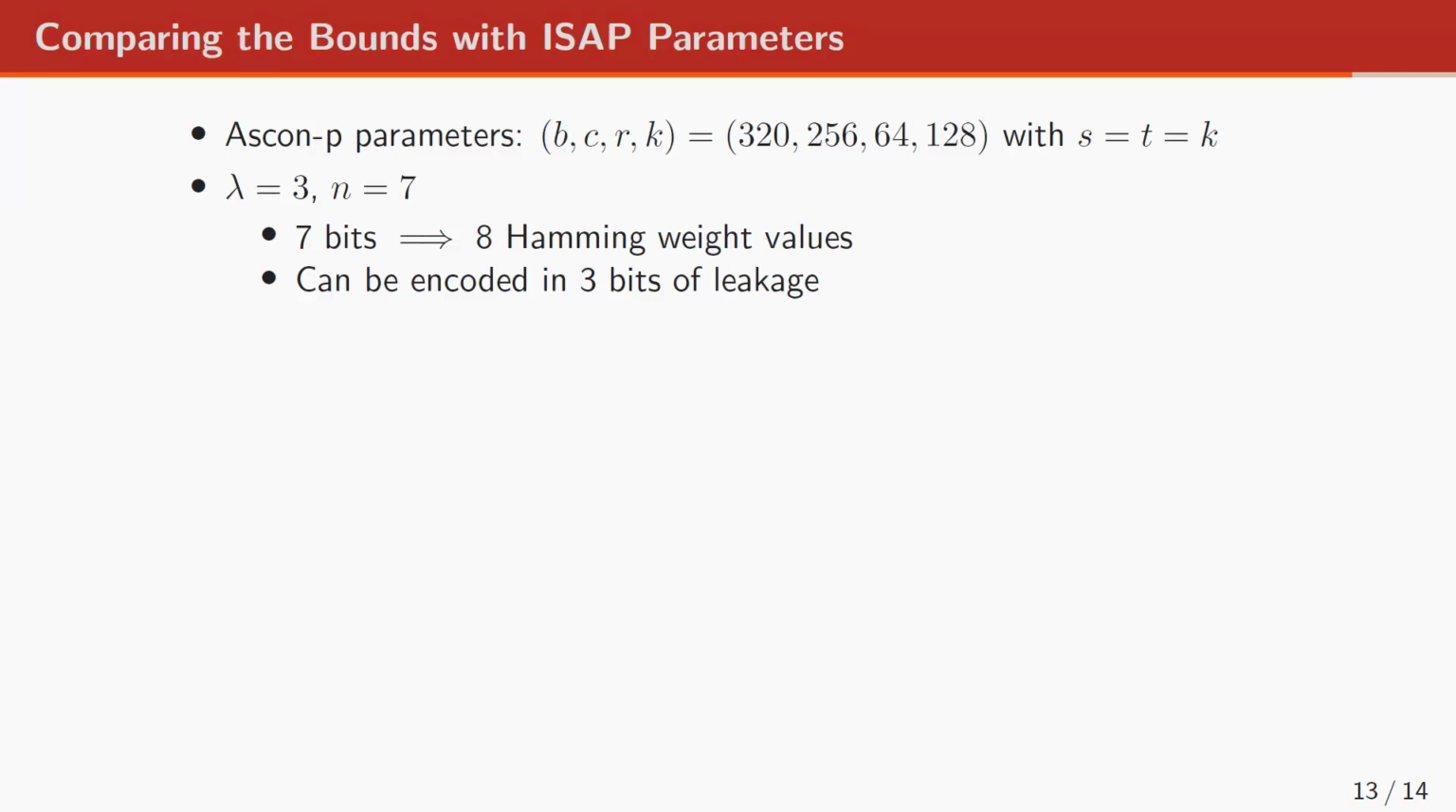And then in the case of Hamming weight leakage, we also had to bound the amount of bits for which the attacker learns the Hamming weight. So we chose n equals 7 so that there are 8 Hamming weight values, which fit exactly into 3 bits of leakage.